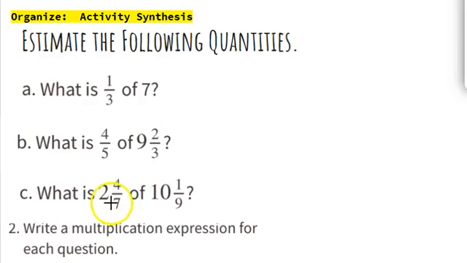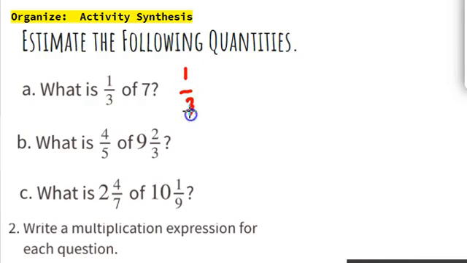What about here? 2 4/7 of 10 1/9. This is going to be pretty close to 5 as an answer, right? Because we have 2, it's about 2 1/2 here. So it's actually going to be less than 5. But it's not going to be super less than 5 because this is only 1/2. So it's probably going to be somewhere around 4 because we have a little bit more here. And that's all we're doing here, thinking about the reasoning with these.